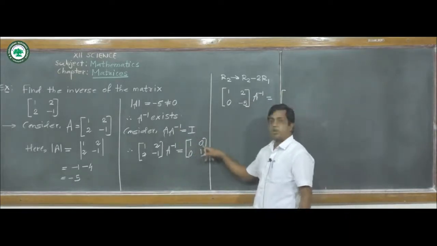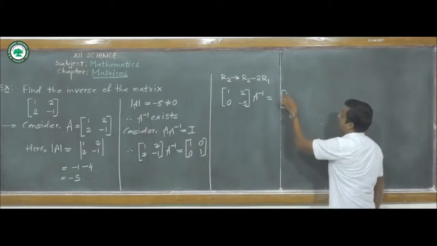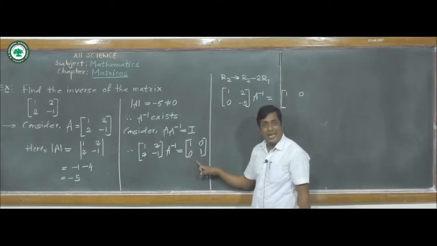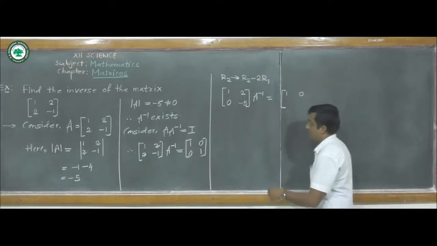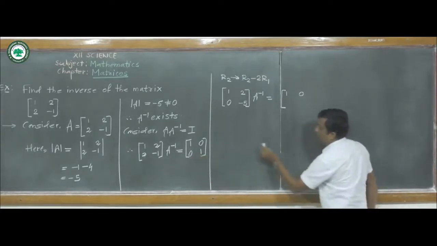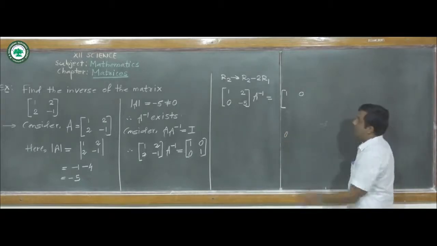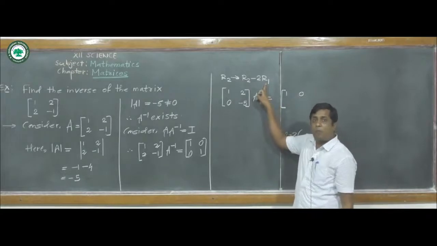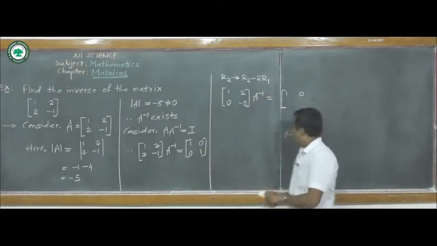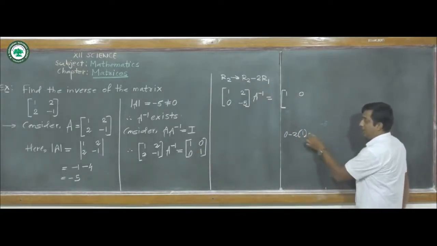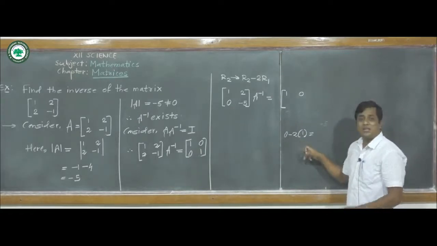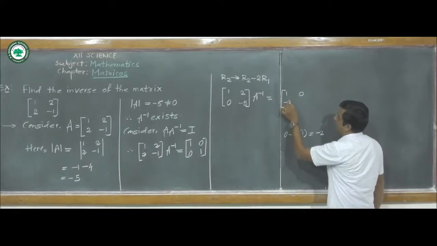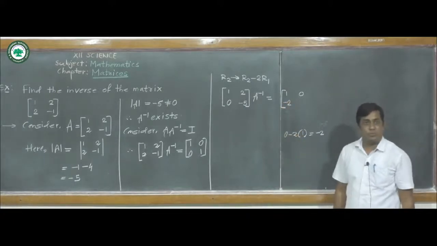Here we keep the first row as it is, so 1, 0 as it is. Now the change is in row second. Remember, the first element from row second is 0, then with minus 2, the first element from row first is 1. So we replace: 0 minus 2 is minus 2. So in the position of 0 we have minus 2.